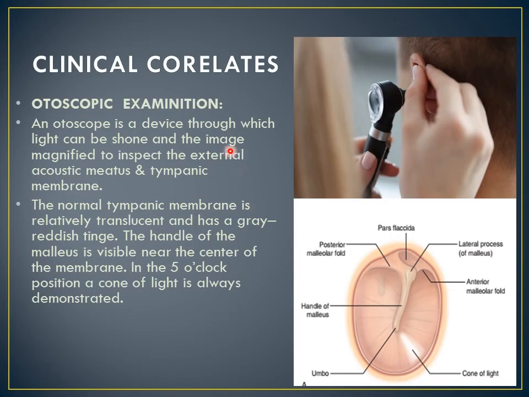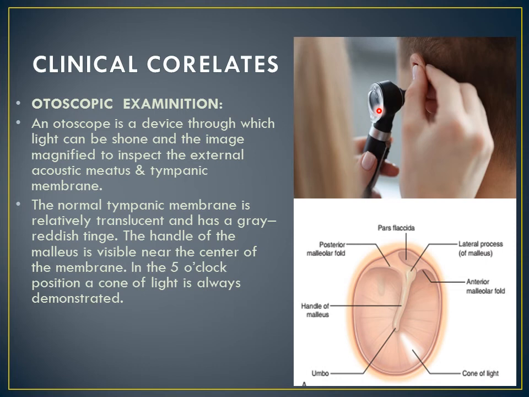Now, here are some other clinical correlates regarding the external ear. Otoscopic examination. The ear can be examined through an otoscope. An otoscope is a device through which light can be shone and the image magnified to inspect the external acoustic meatus and tympanic membrane. Here you can see an otoscope, which is used to examine the external acoustic meatus and tympanic membrane.